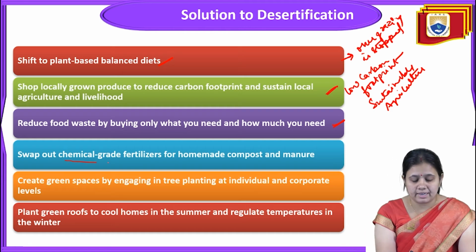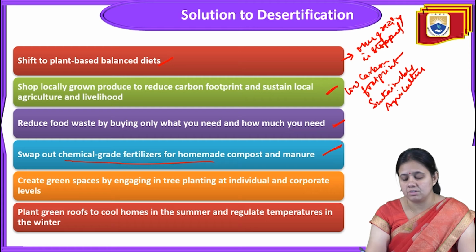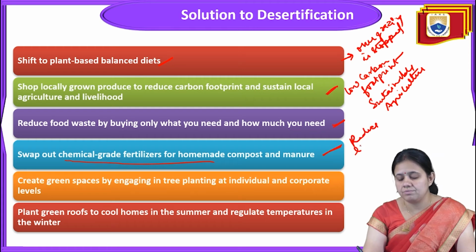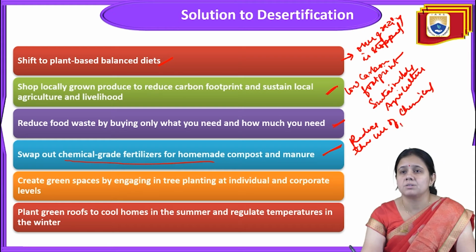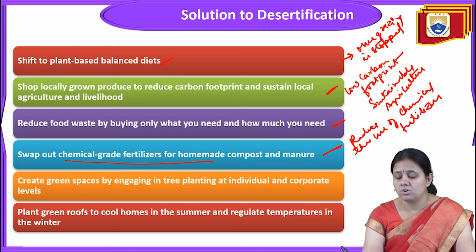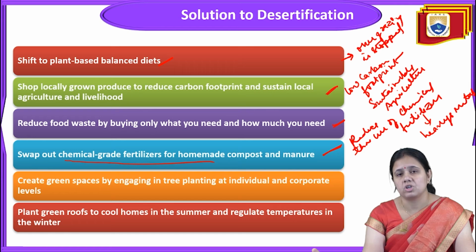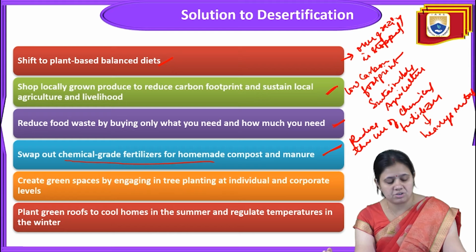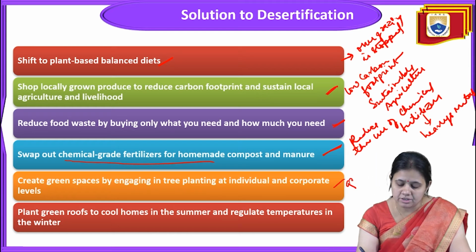Swap out chemical-grade fertilizers for homemade compost and manure. Reduce the use of chemical fertilizers, because chemical fertilizers contain many inorganic heavy metals. This will lead towards air pollution, water pollution, and ground pollution. Create green spaces by engaging in tree planting at individual and corporate levels, meaning a green corridor or afforestation should be done.